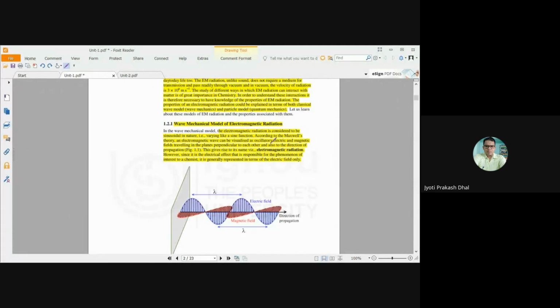Electromagnetic radiation is considered to be sinusoidal in nature. This is the graph of a sinusoidal curve; that is, it will vary like a sine function. According to Maxwell theory, the electromagnetic wave can be divided into two parts, the electric field vector and the magnetic field vector. Both vectors are perpendicular to one another and also perpendicular to the direction of propagation.